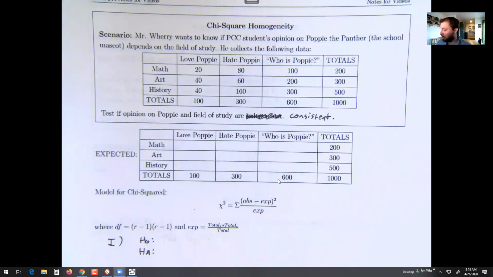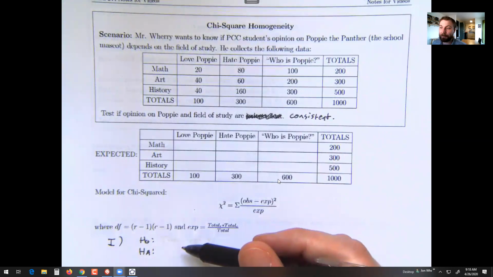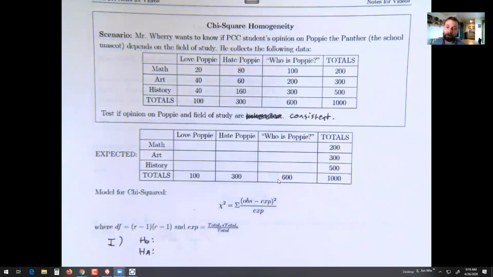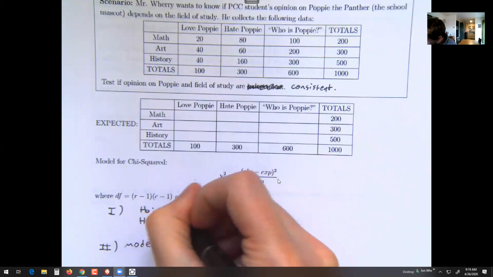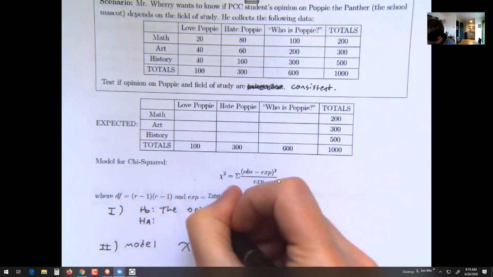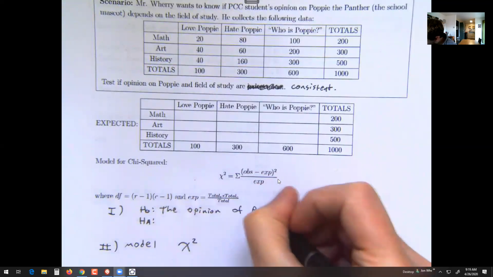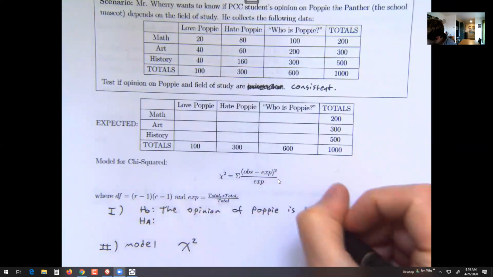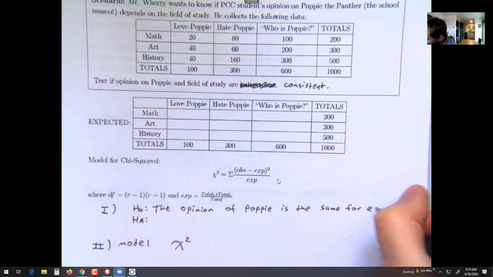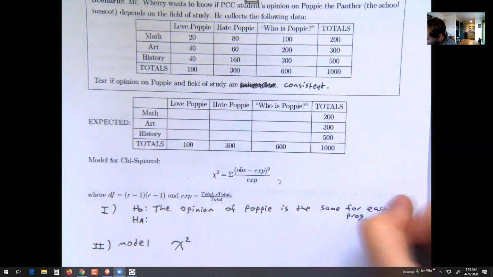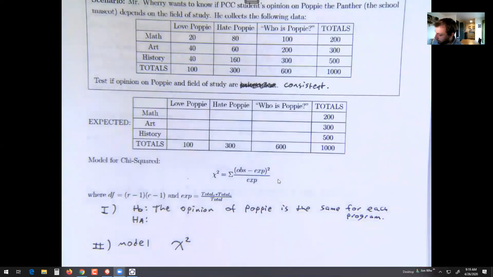For a test for independence, the null hypothesis is that there's no relationship between the variables, and your alternative hypothesis will be that there is a relationship. This is pretty similar to what's going on for homogeneity. The null hypothesis for this problem is that the opinion of the school mascot Poppy is the same for each program. And the alternative hypothesis is that each of these are not the same, that there's at least one difference.